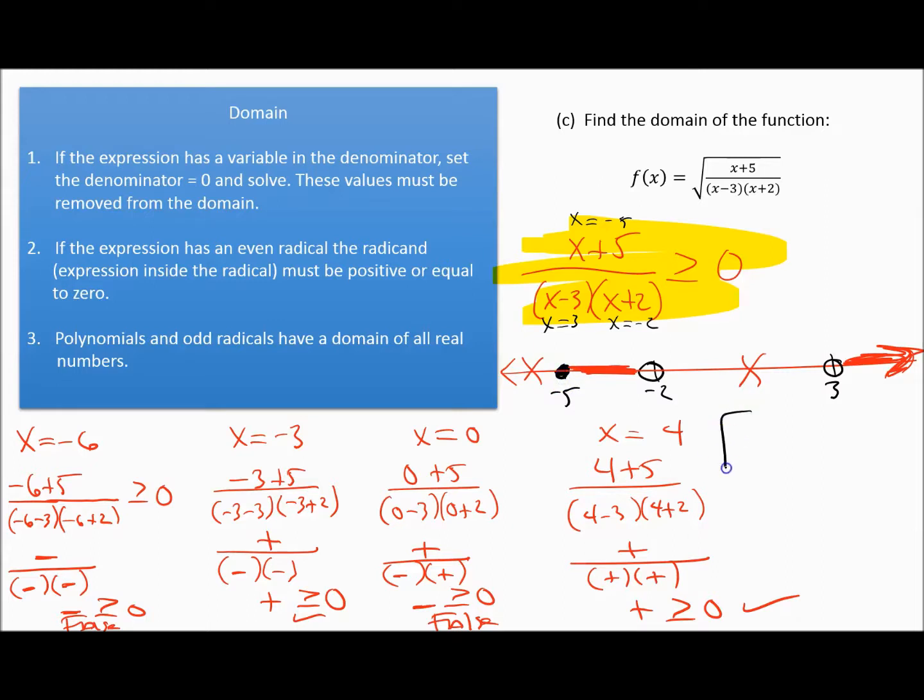So I'm going from bracket negative 5 to negative 2, that's not included. Union, parentheses around the 3 because it's also not included, all the way to infinity, and infinity always has parentheses. And there's your domain.